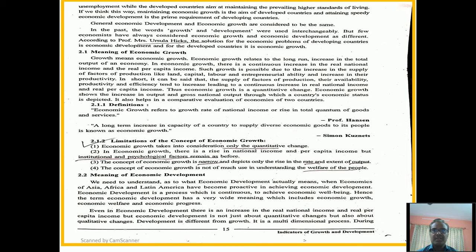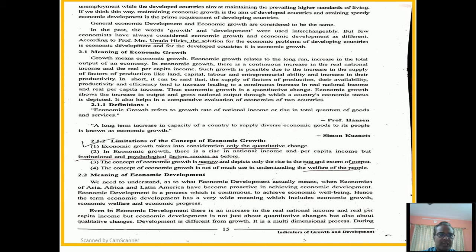Here Professor Hansen says that economic growth refers only to an increase in the national income and a rise in the quantum of goods and services required for the economy, and the total supply which is made only by the factors land, labor, entrepreneur, and capital. And if the rate of these two are increased, services like banking service, insurance service, whatever, so these are the increase in the economy, that is called economic growth.